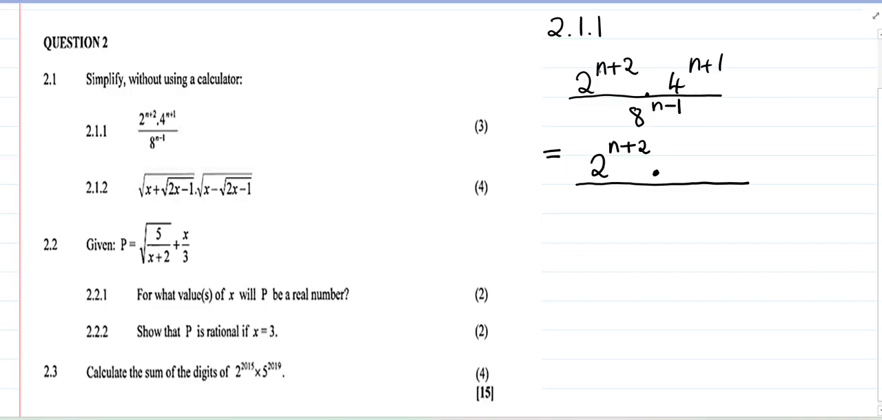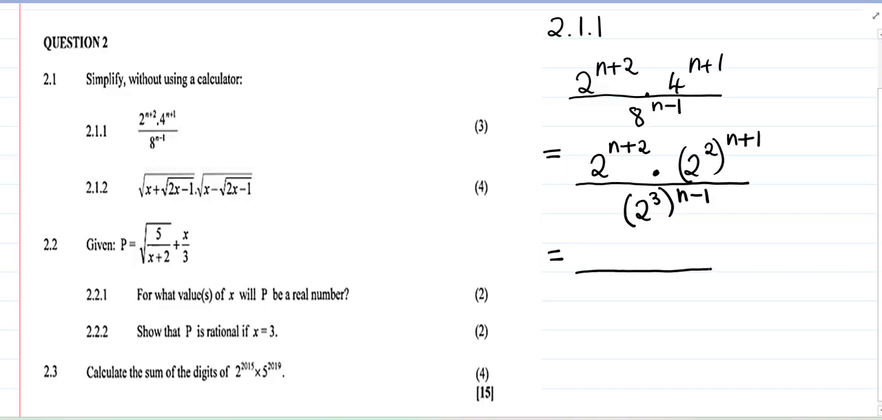I look at this number, it's a prime number, so I cannot write it in terms of any other base besides 2. I look at 4. 4 can be written as 2 to the power of 2. So I change 4 and I write it as 2 to the power of 2, and then that n plus 1 was the exponent that was out there. I look at 8. This 8 right here can be written as 2 to the power of 3. So I change it, and then we had n minus 1 out there. Then we continue with our question.